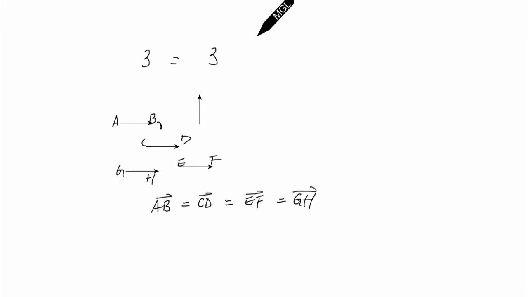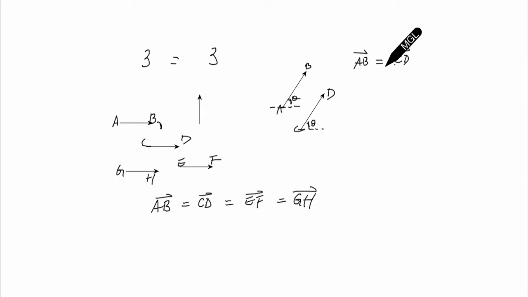So if I had a vector that looked like this, and here it is again, let's call this A, B, and this C, D. Also here we can say AB and CD have the same size and same direction. In fact, if you were to give an angle here, this angle has to be exactly the same to the horizontal. Then we can say AB is equal to CD.